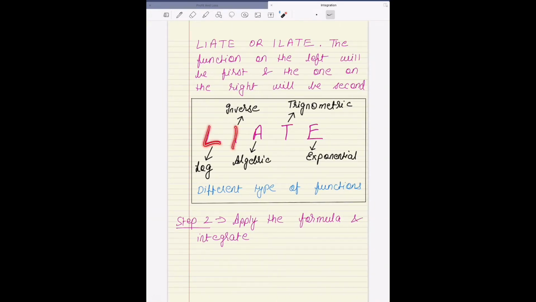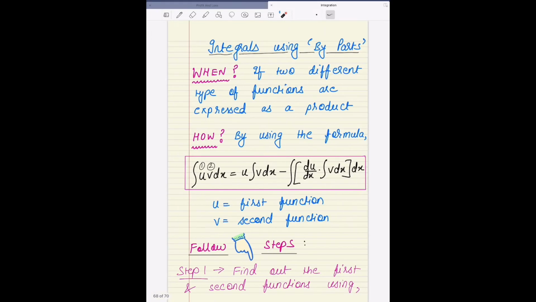You must have heard of LIATE as well. Sometimes people call it LIATE, sometimes they call it ILATE. You can use any one because log and inverse functions will never be given together in an integration question. It is not possible to integrate both of them multiplied together. So you can use any one, because either log will be given, or inverse will be given, or none of them will be given.